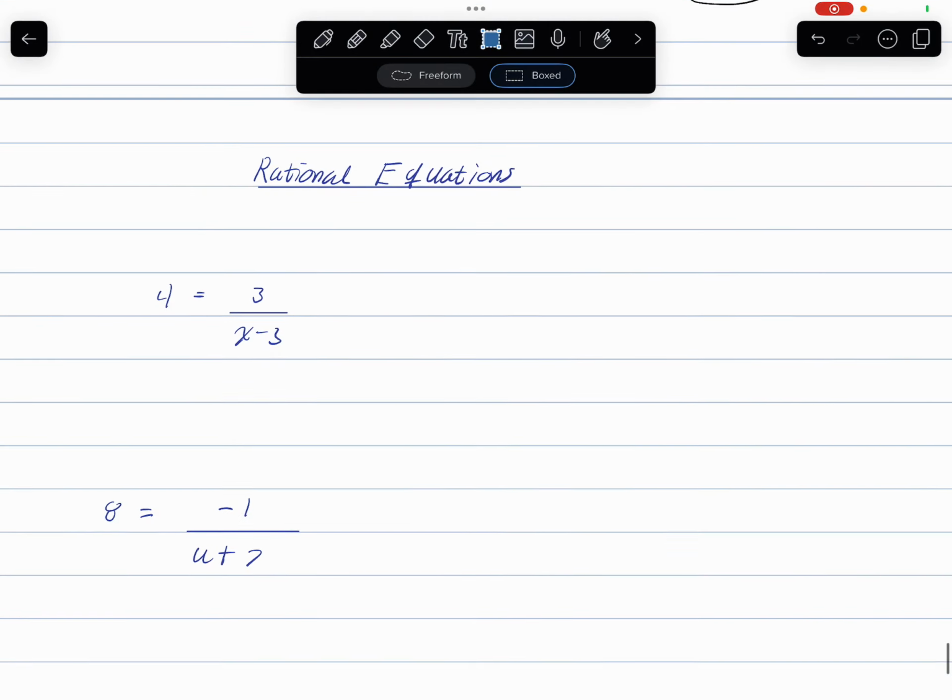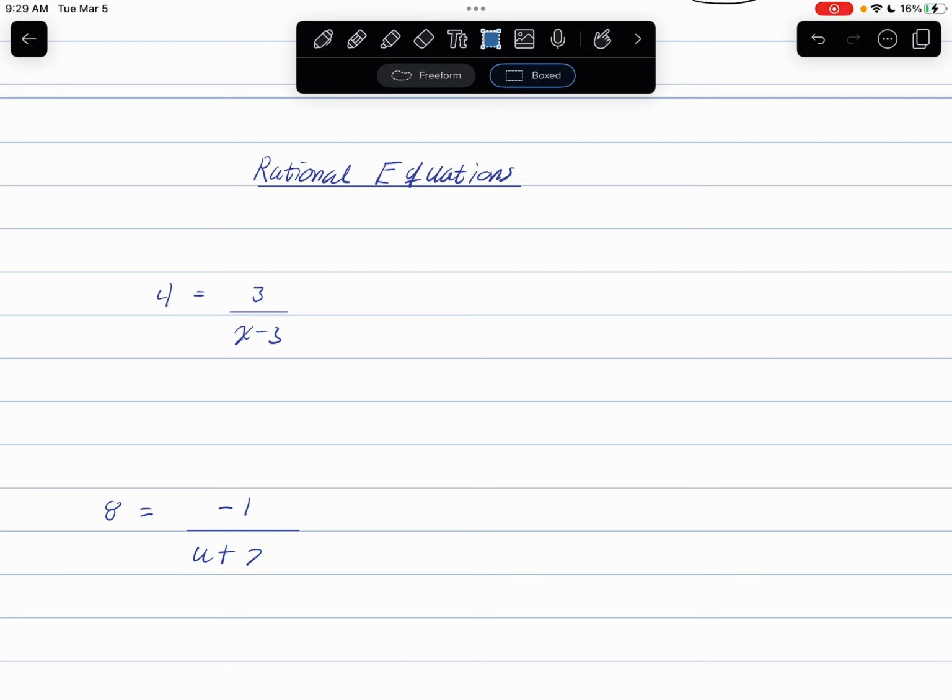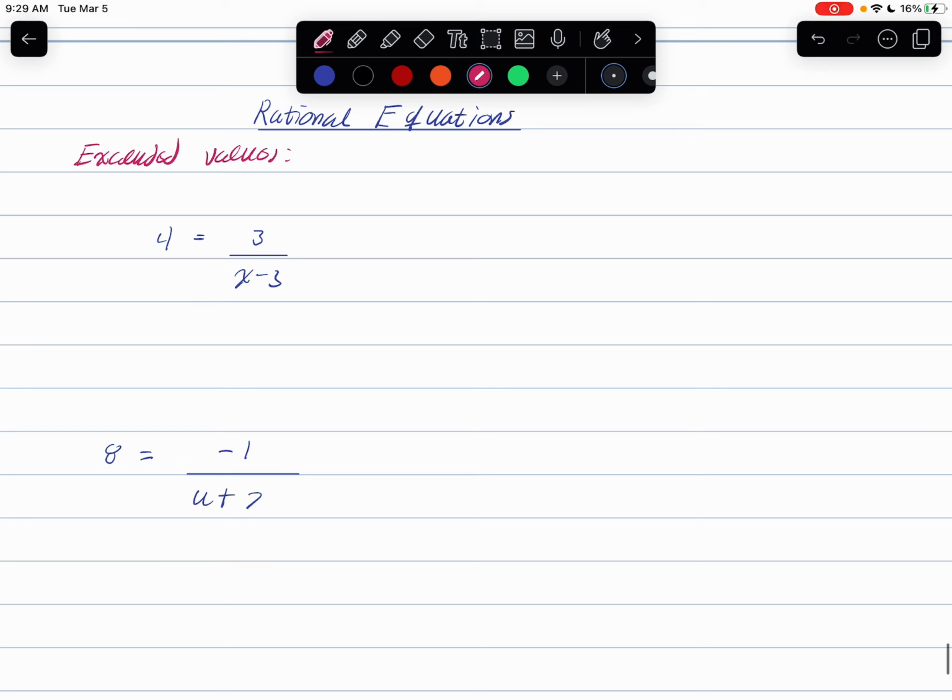Okay, so we're going to talk about rational equations. One thing I want to talk about before we get into any of these is that we have to remember a little something about excluded values. Excluded values, at least in the context of rational equations, are any number that makes the denominator equal to 0 for how the equation is initially expressed.